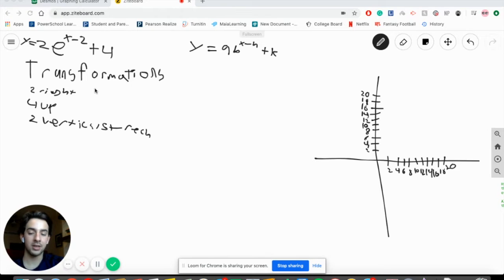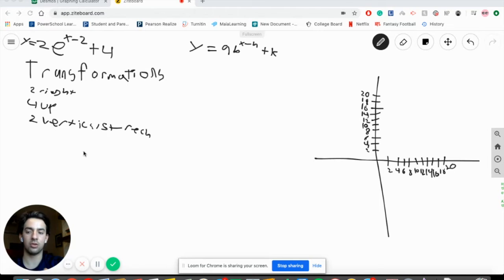In my opinion, the easiest way to graph this is by focusing on the transformations step by step. First we're going to focus on the original equation, which is e to the power of x by itself. Then we're going to add the 2 to get the new points, and after getting those points, we're going to add the new transformations in order to get our final result.